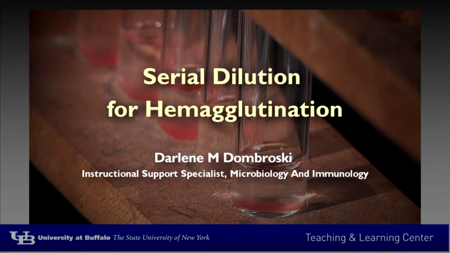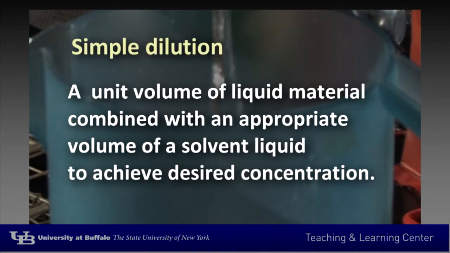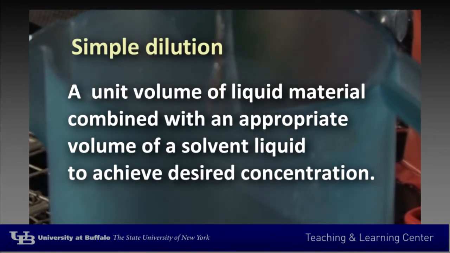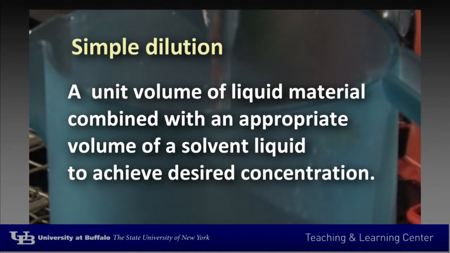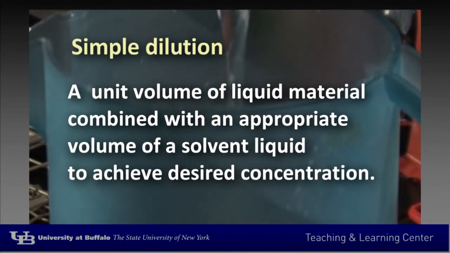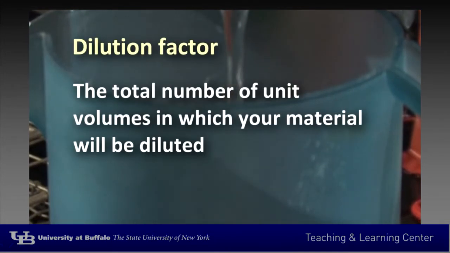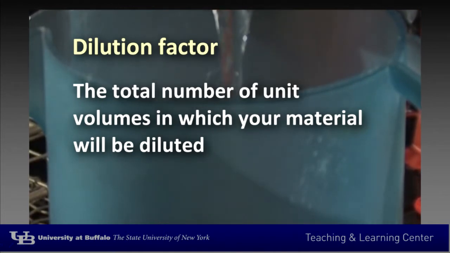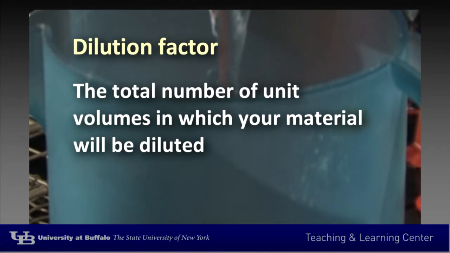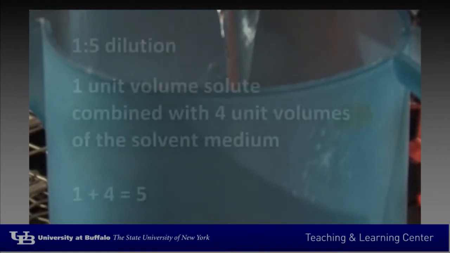Serial dilution for hemagglutination. A simple dilution is one in which a unit volume of a liquid material of interest is combined with an appropriate volume of a solvent liquid to achieve the desired concentration. The dilution factor is the total number of unit volumes in which your material will be diluted. The dilution material must then be thoroughly mixed to achieve the true dilution.